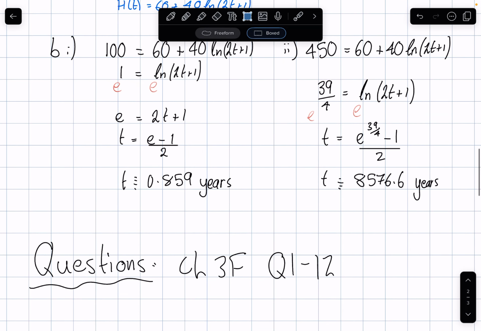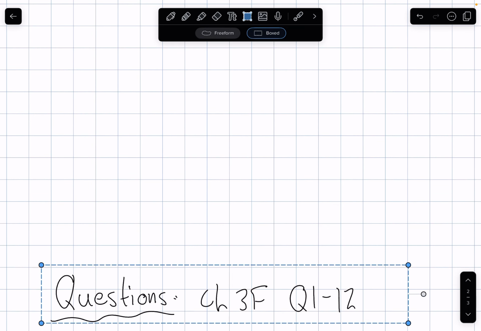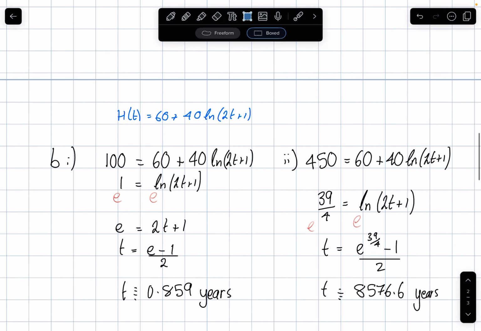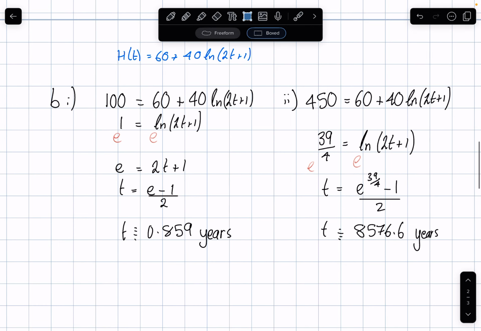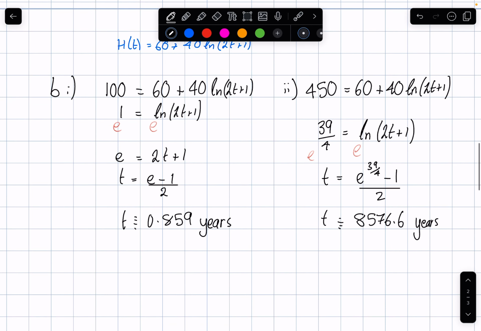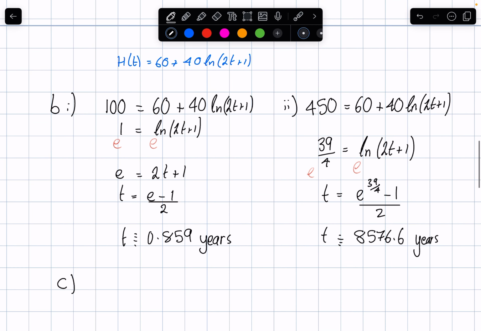Now, I'll just move this down a bit. We want to now solve C, which is at what rate is the tree growing after 3 years and 40 years. Now, that is asking for what is the derivative at t equals 3, and at t equals 40. So let's find the derivative of my function. So I've got 60 plus 40 ln(2t plus 1).